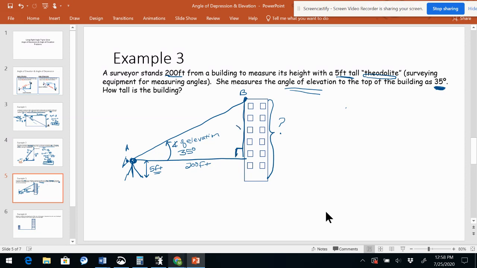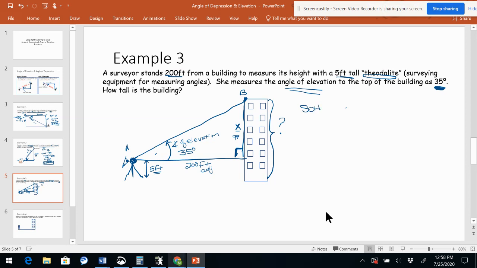And I'll just call this distance X. So this distance is going to be the distance from the start of my line of sight, the theodolite, up to the top of the building, this distance X. Again, I have a right triangle. I have my angle here, 35. I'm looking for the opposite side, and I'm given my adjacent side.